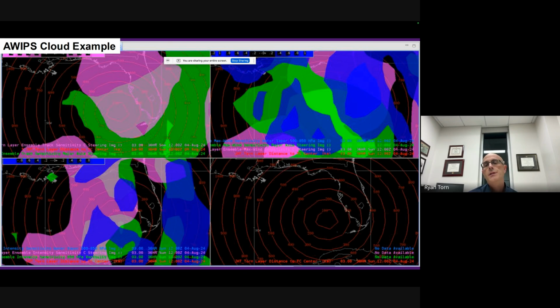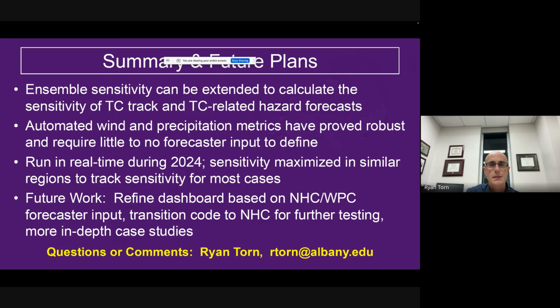The next thing that we need to do is get the sensitivity code running at NHC. They're still pulling that data from my computing system. And so just to wrap up here, we can see that this ensemble sensitivity technique can be extended to calculate the sensitivity of track and TC related hazards. The automated metrics that we use proved really robust, and there really doesn't need to be any forecaster input to define them. Ran in real time in 2024 for all Atlantic, East Pacific, and Central Pacific storms.